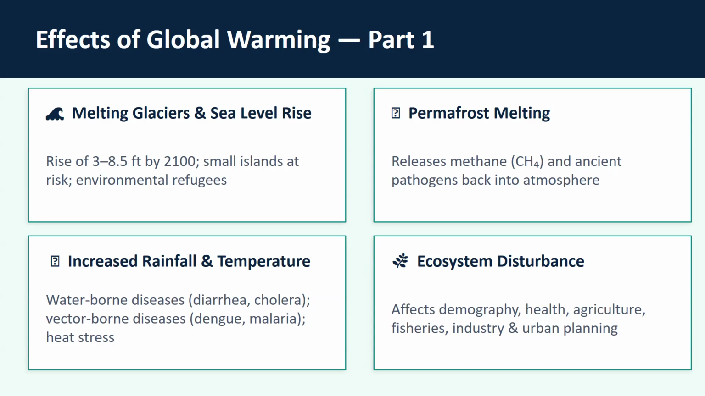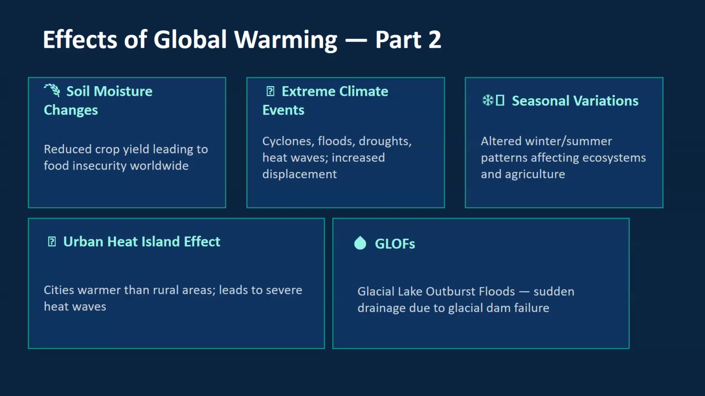The third thing is increased rainfall and temperature, which can lead to more waterborne diseases like diarrhea, cholera, and more vector-borne diseases like dengue and malaria, and heat stresses are more seen. Then the fourth one is ecosystem disturbance, which affects the demography, health, agriculture, fisheries, industry, and urban planning, a range of things. Next we have soil moisture changes, reduced crop yield leading to food insecurity globally. Then extreme climate events like cyclones, floods, droughts, heat waves, and increased displacement.